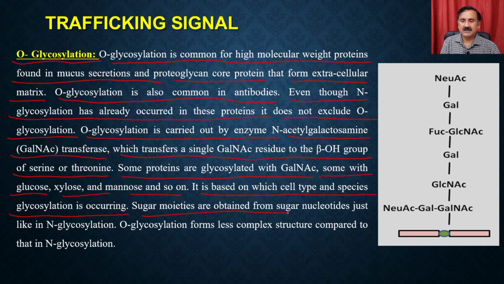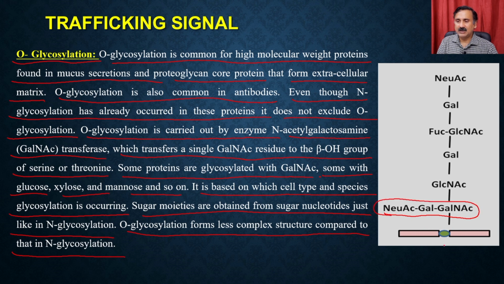The sugar moieties are obtained from the sugar nucleotides, just like in N-glycosylation, and the O-glycosylation forms a less complex structure compared to the N-glycosylation. So you can have the different types of sugar which come together, and that's how it forms a complex sugar which is attached onto the protein molecules.